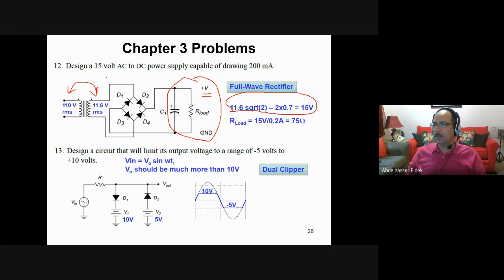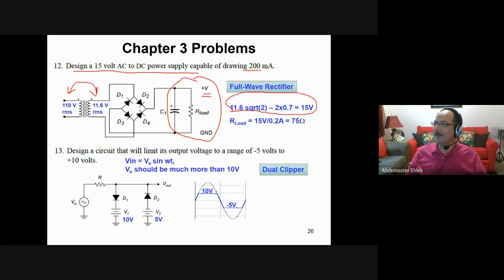And then what is required here? Design 15 volt AC to DC supply capable of drawing. Sorry. Oh, come on. What is this? Okay. This cell phone is working automatically.